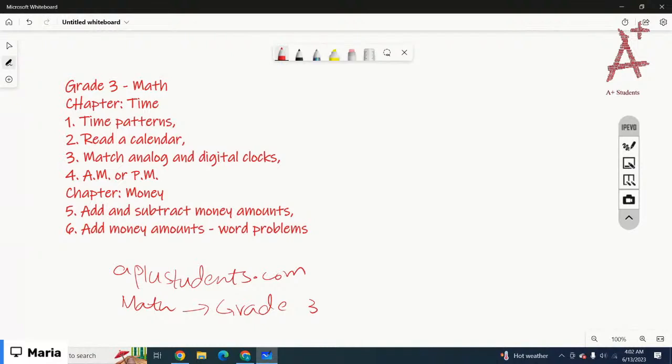The lessons we're going to cover today are time patterns, Vita calendar, match analog and digital clocks, then AM or PM. Then we'll start the new chapter that is money, and the lessons are add and subtract money amounts, add money amounts, word problems. So let's just start with the lesson.